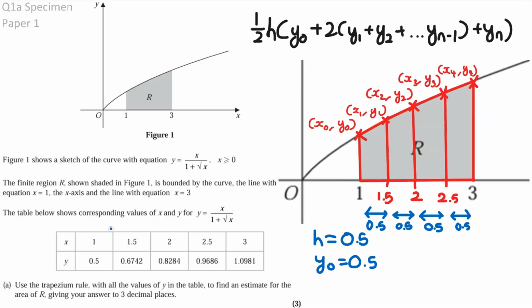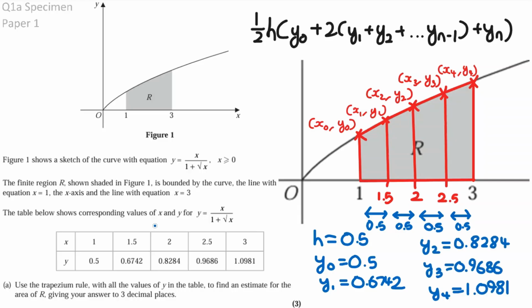And then by the same logic, if we go across one, x1 is equal to 1.5, so therefore y1 is equal to the corresponding y value, which is 0.6742. And then it keeps going like this. y2 is equal to 0.8284, y3 is equal to 0.9686, and y4 is equal to 1.0981. And all we need to do now is plug these values into this formula.